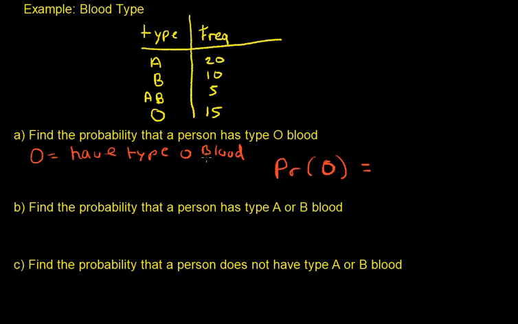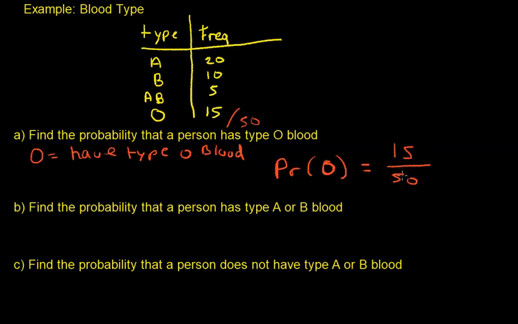Okay, so if I'm using this data here, I'm going to take the number of times O showed up, which is 15, and then divide that by the total sample size, the total number of times we asked someone what their blood type is, the number of times the procedure was repeated. So what is the total sample size here? It looks like there's 50 observations there. So 15 divided by 50.